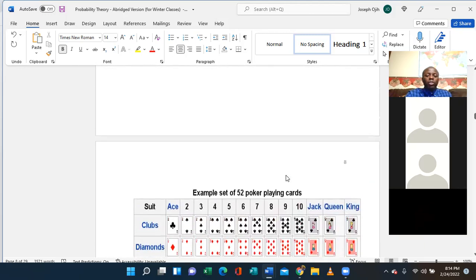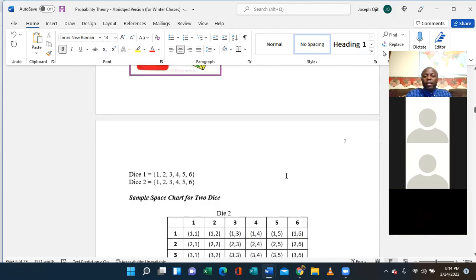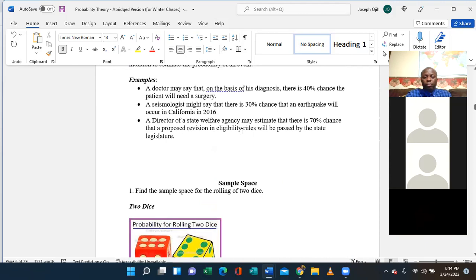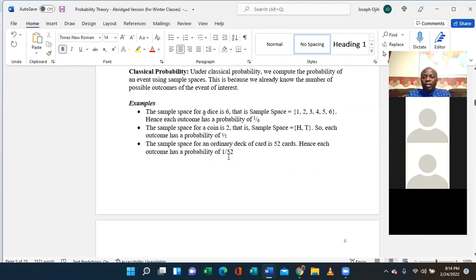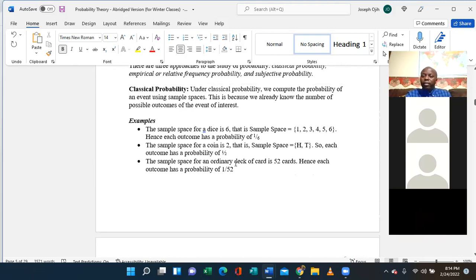The probability of each of these cards showing up is 1 out of 52. Why? Because we already know that it has 52 cards in a deck. So using the known sample space to estimate the probability of an event is what we do under classical probability.